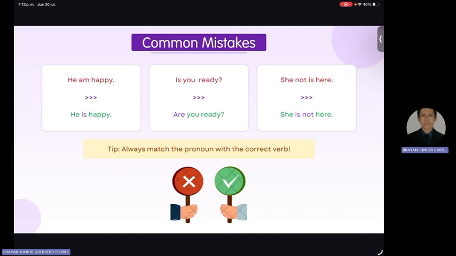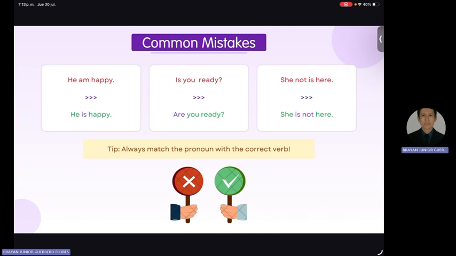Okay, the second one is "you is ready." Is it correct? No, of course, very good. The verb to be used with you is not "is." You have to use "are." For example, are you ready?